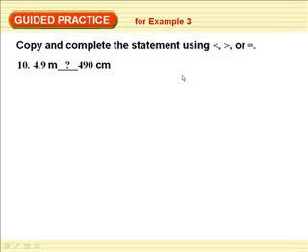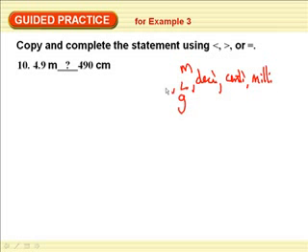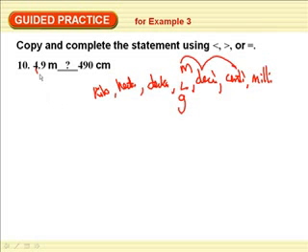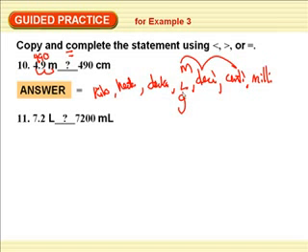Oh, and then I get a different one. So meter, liter, gram. Notice I have to keep writing it. Centi, milli, deca, hecto, kilo. Okay, meters to centimeters. 1, 2 to the right. So 1, 2 would be 490. That would be equals. Yep. Okay, liters to milliliters. So liters 1, 2, 3 to the right. 7.2, 1, 2, 3 to the right would be 7,200 milliliters is equal again. Yep.